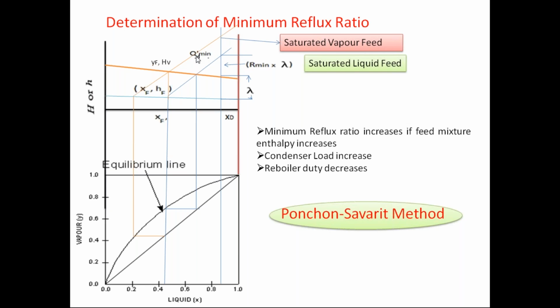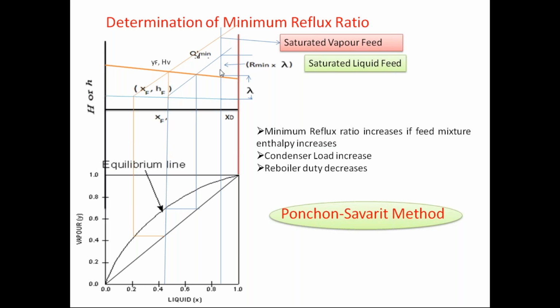So for saturated vapor feed, your QD minimum will be this value, not this value. So the QD minimum is increased. Therefore, R minimum also will increase to this level. Lambda is constant and R minimum will increase.